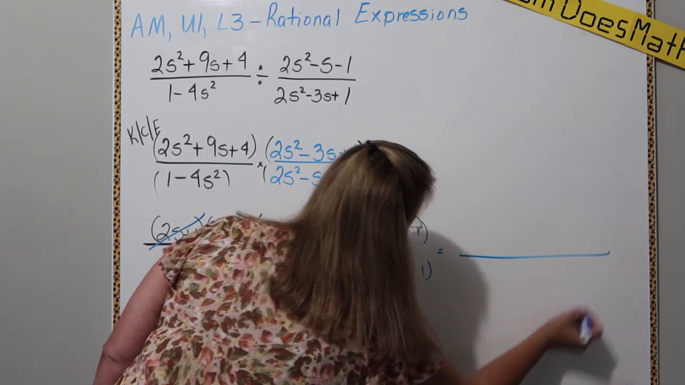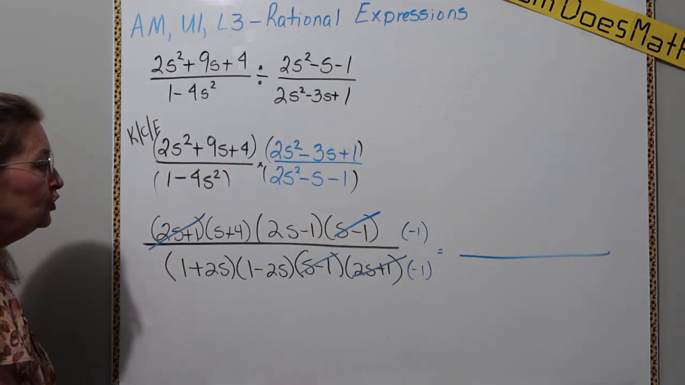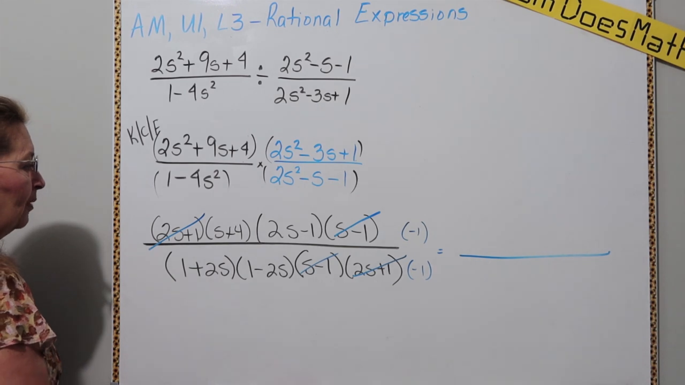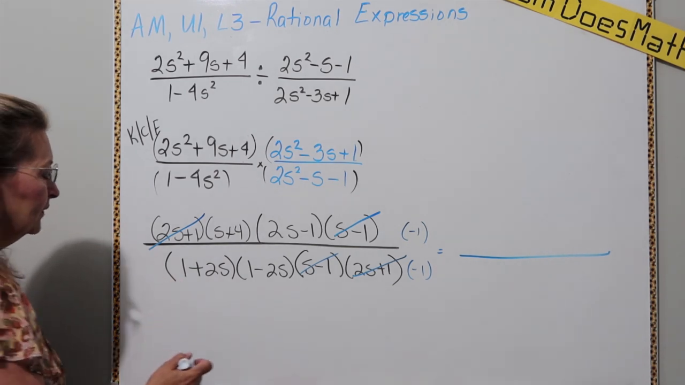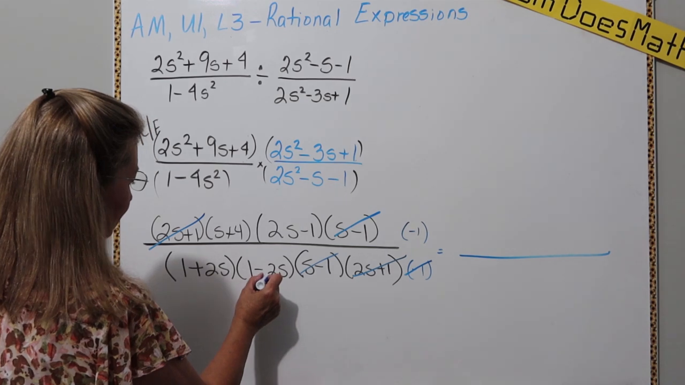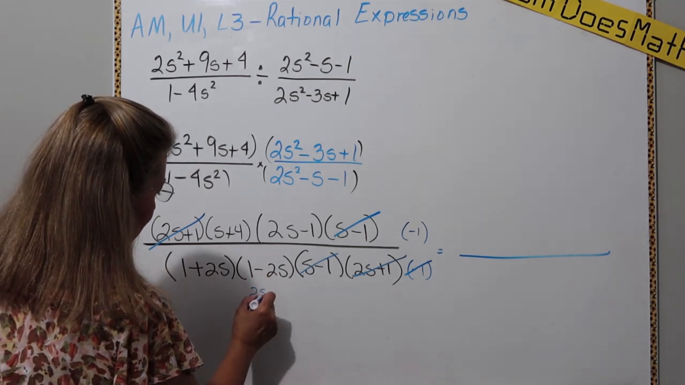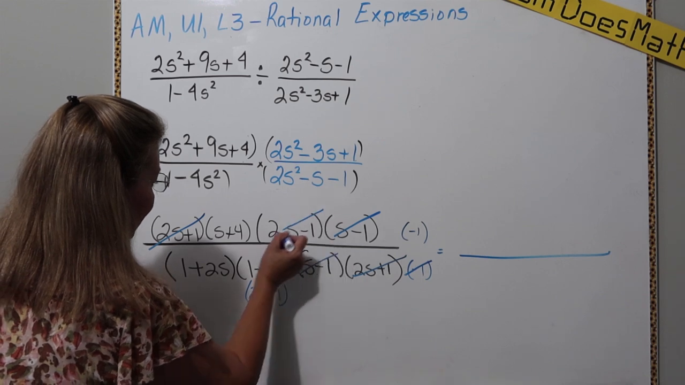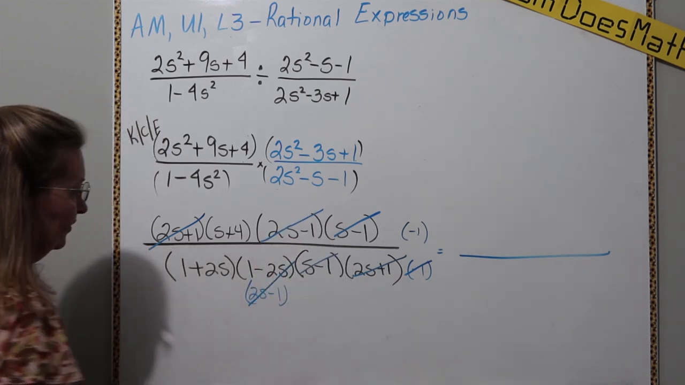Okay, so let's come out here. Now you're going to use one of them. It doesn't matter which one. I like to use the bottom one. So if I multiply negative 1 times this, that changes it to 2s minus 1. And then I can cancel there.